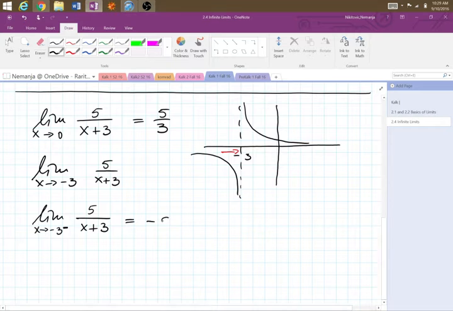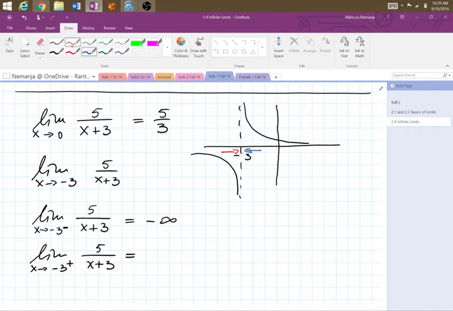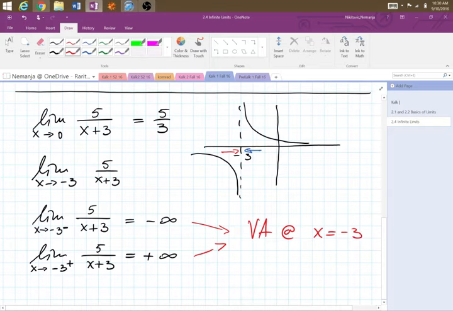Negative infinity. Thank you, friends. And then we have the limit as x approaches -3 of 5 over x plus 3. And that one will give us what? Positive infinity. So either one of these or both, say vertical asymptote at x equals -3.